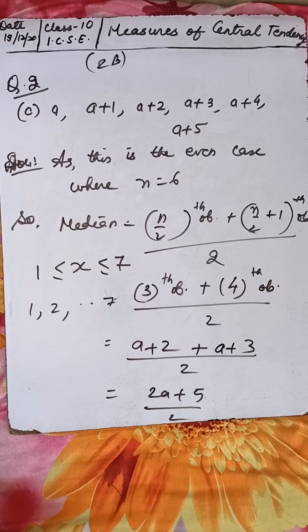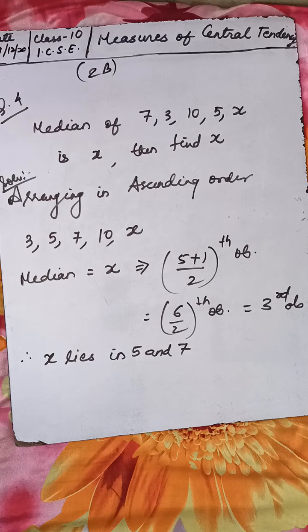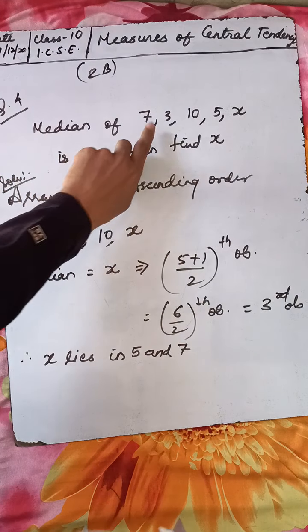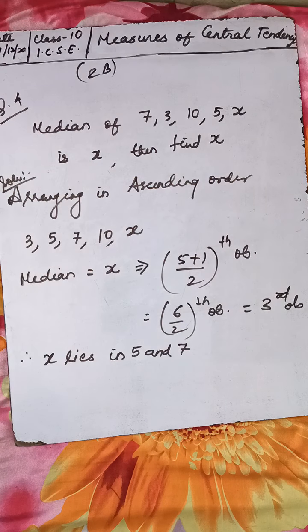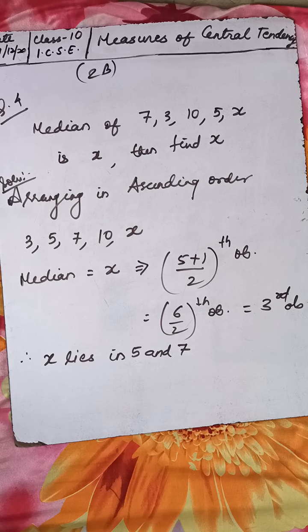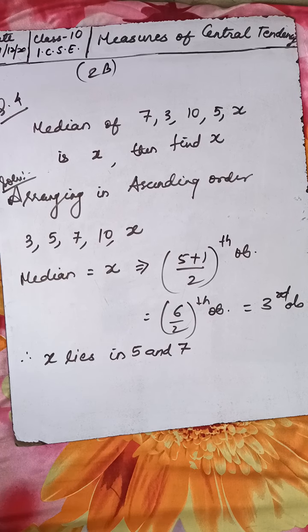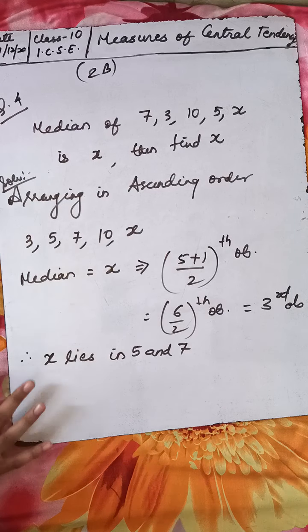Okay, let us come to the fourth question. A1, I'm doing. If the median of 7, 3, 10, 5, x is x, then find x. See, this is somewhat confusing. It can be a confusing solution for you. Don't worry, let us clear it. See how to do this question.